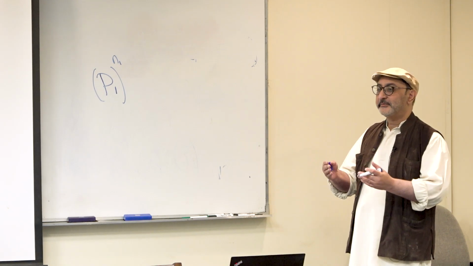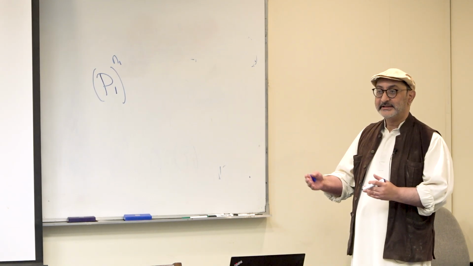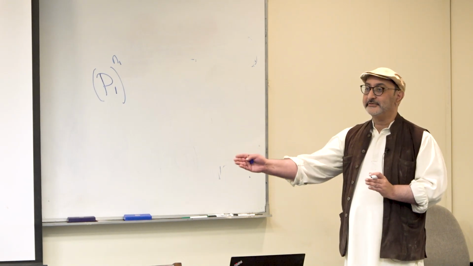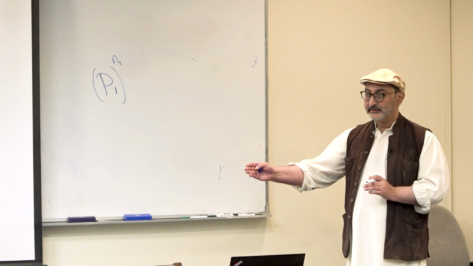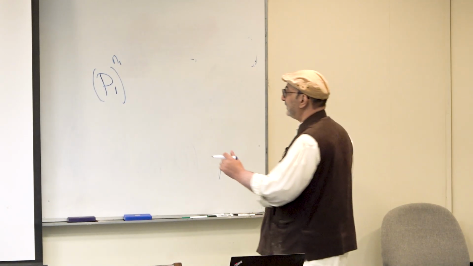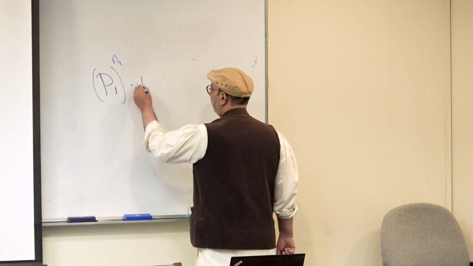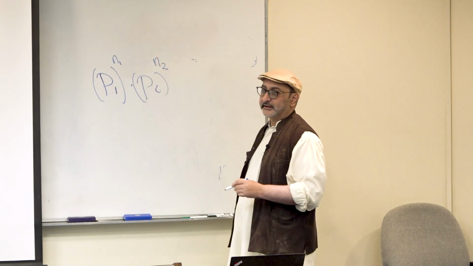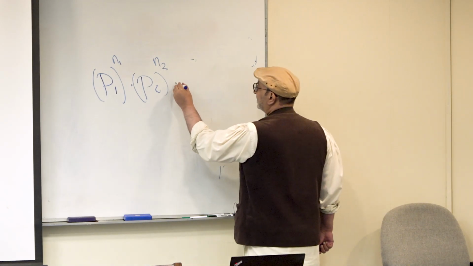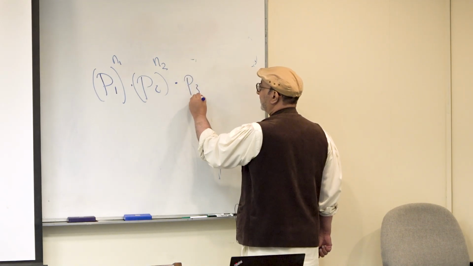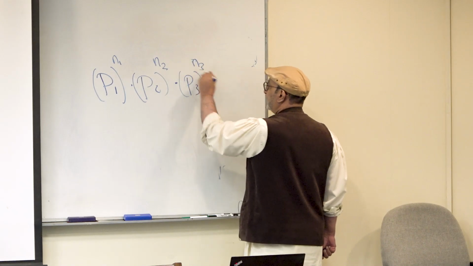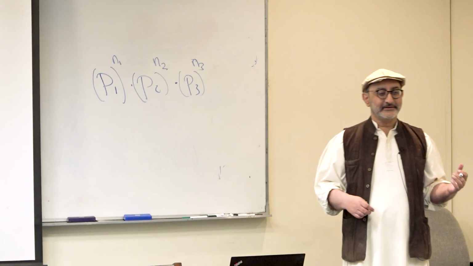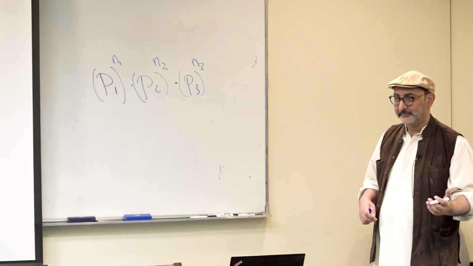Okay? What's the probability of rolling a 2 n2 times, after rolling n1 1s, you roll n2 2s? Well, you would then multiply this by p2 to the n2. Right? And now you roll a 3 n3 times. And we can just multiply these because the rolls are independent of each other.